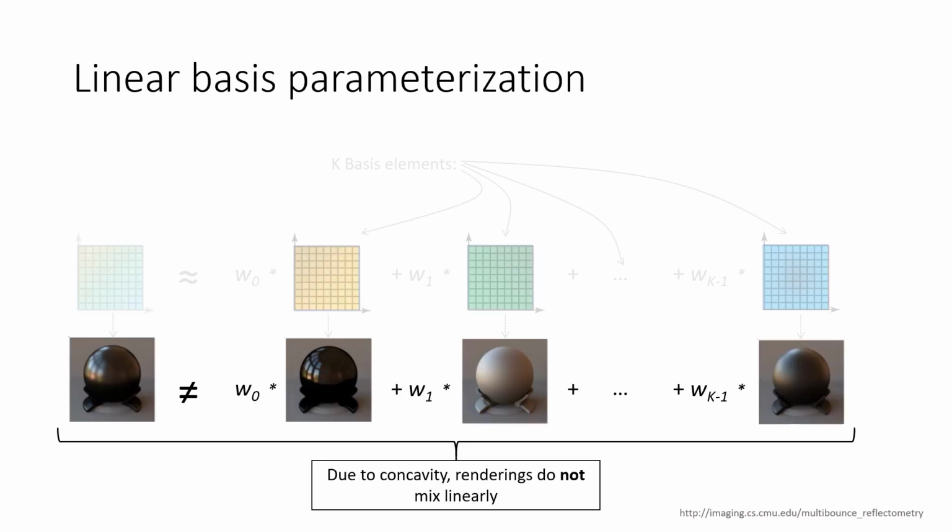A key point here is that for a non-convex surface, images rendered with each of the basis BRDFs do not mix linearly. This makes it necessary to use Monte Carlo differentiable rendering to optimize for the mixing weights.